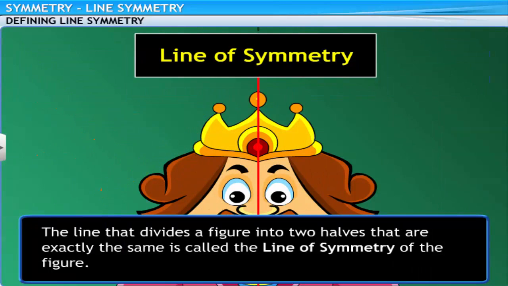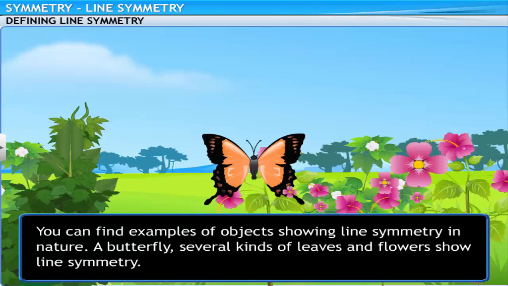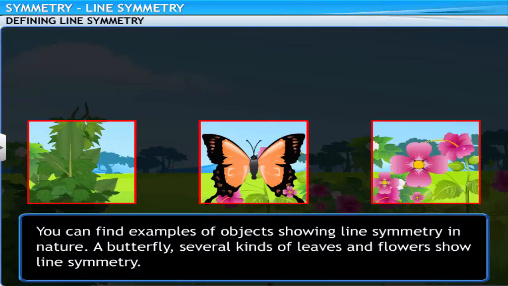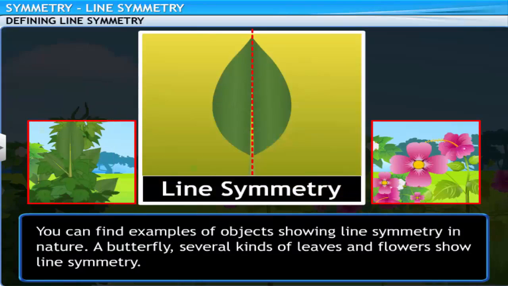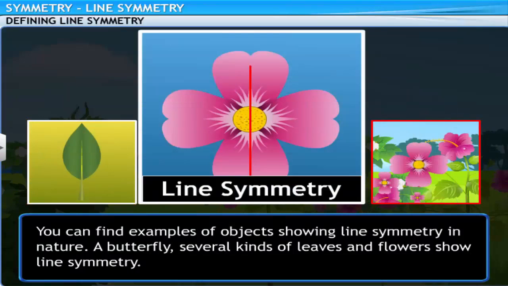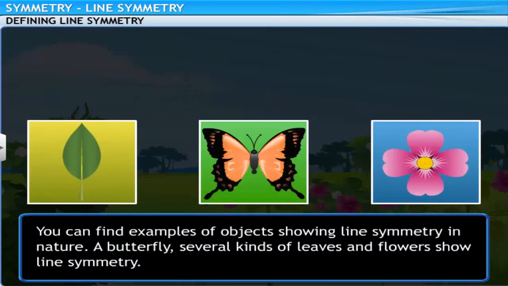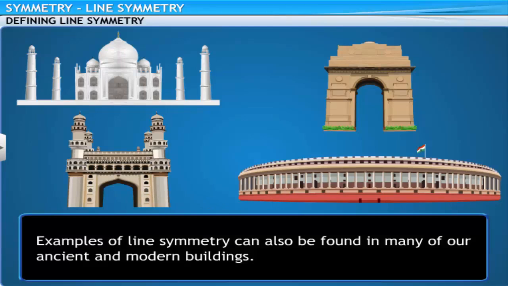You can find examples of objects showing line symmetry in nature. A butterfly, several kinds of leaves, and flowers show line symmetry. Examples of line symmetry can also be found in many of our ancient and modern buildings.